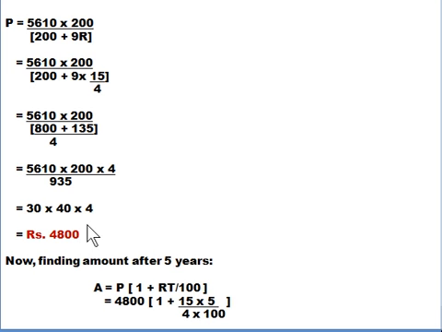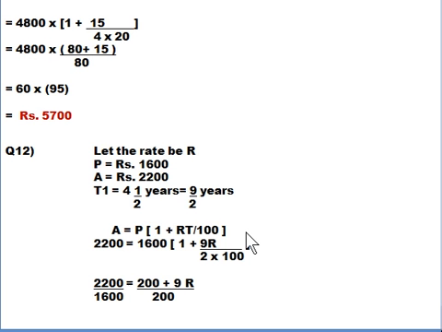Now the final part of the question where we have to find the amount after 5 years. Now we have the value of P as 4800 and the value of R as 15 by 4%. So we are going to substitute these two values in the formula of amount, which is equal to P within bracket 1 plus RT upon 100. Here time is 5 years. So substituting all these values, the value of amount is going to be rupees 5700. That becomes our final answer. I hope this question is clear.